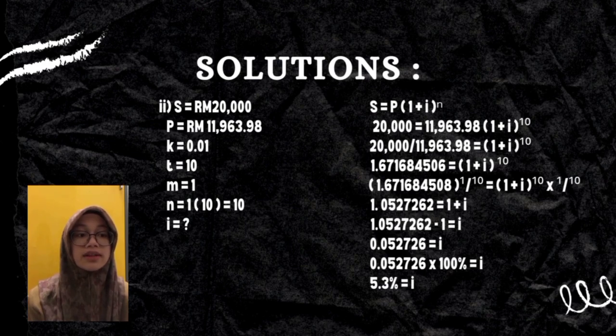1.0527262 equals 1 plus I, and 1.0527262 minus 1 equals I. Now 0.0527262 equals I. 0.052726 times 100%, and the answer for I is 5.3%.